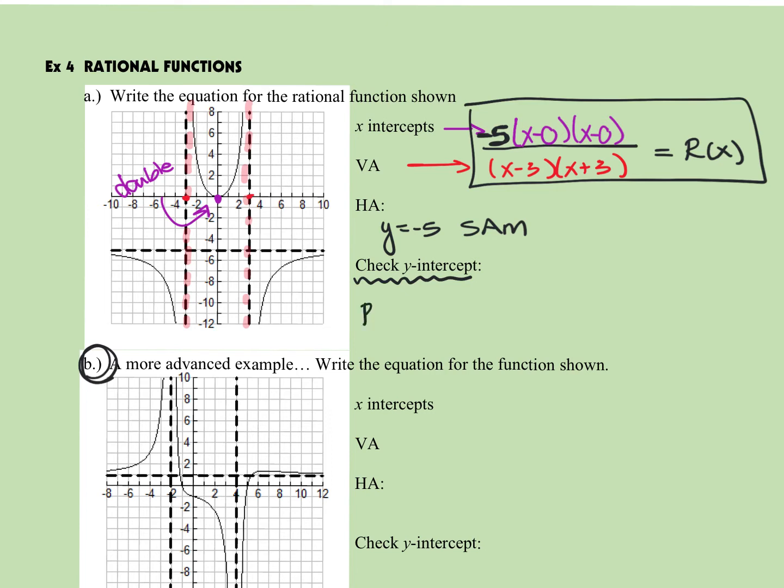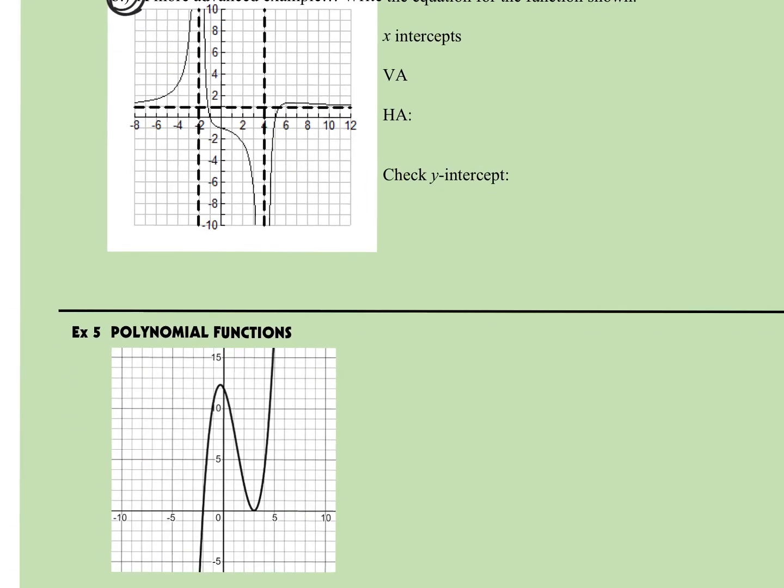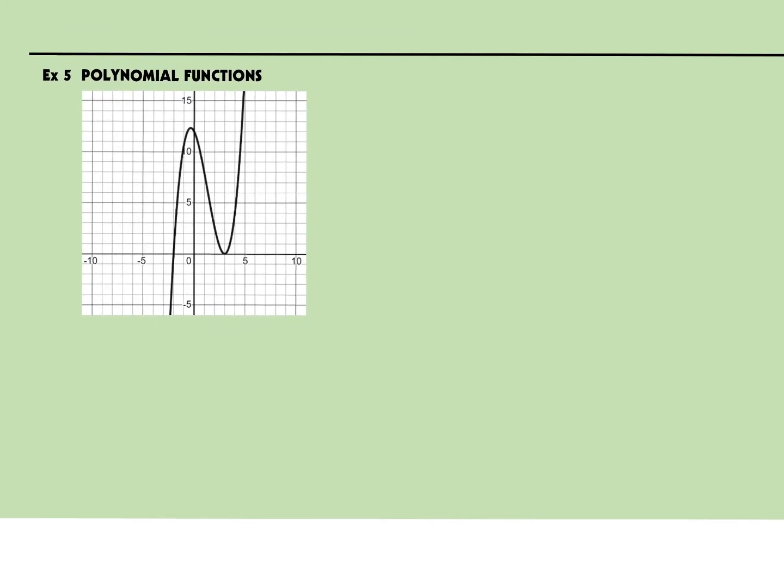So we're going to check our y-intercept and make sure our function is in fact correct. We're going to find r of 0 based on the function we have, and we would have a -5. Of course, x minus 0 is 0, and x minus 0 is 0, and that's going to be over a -3 and a +3. And of course, 0 divided by anything is 0, so this checks out, and our final answer is good.